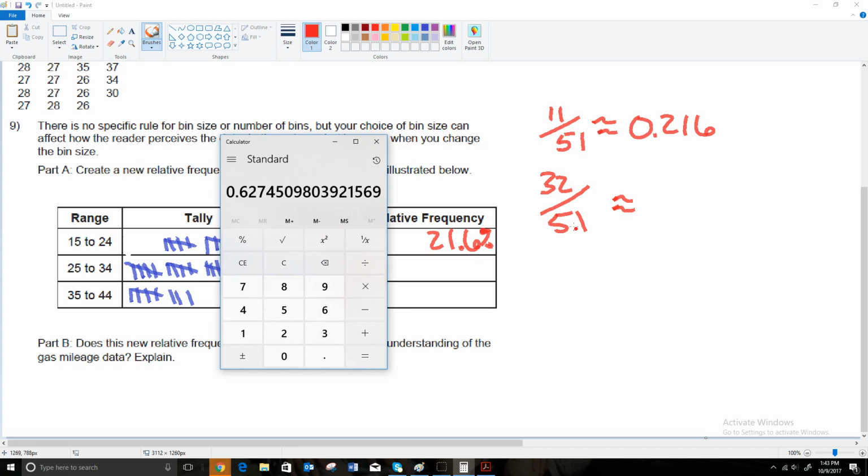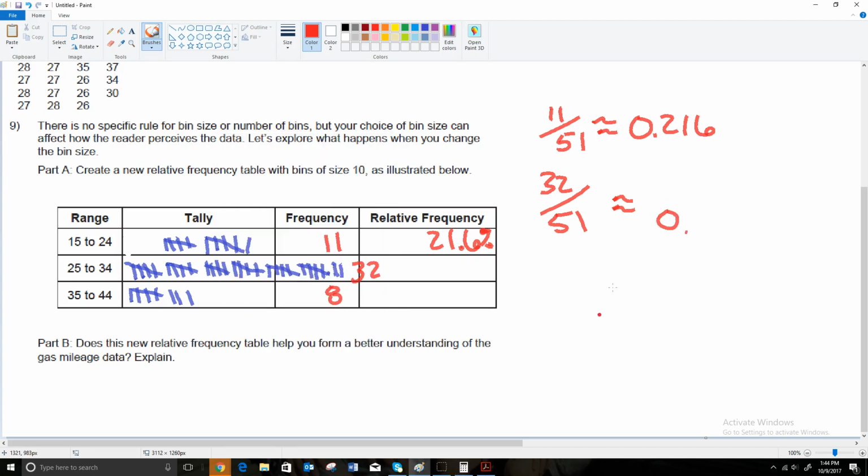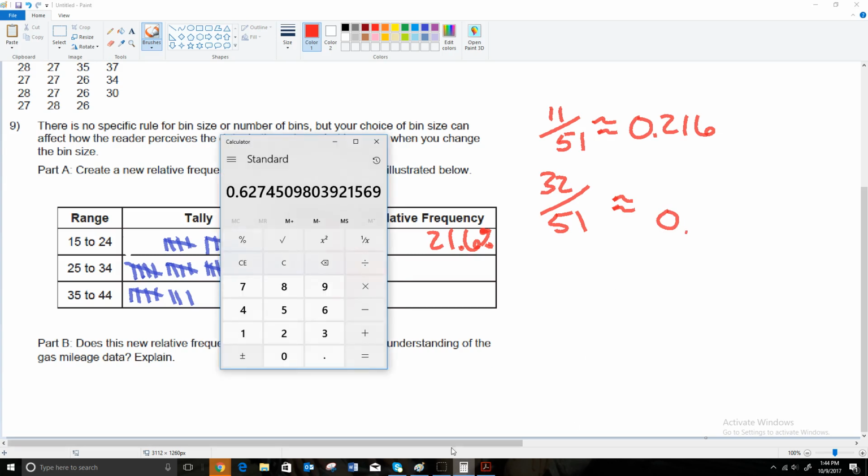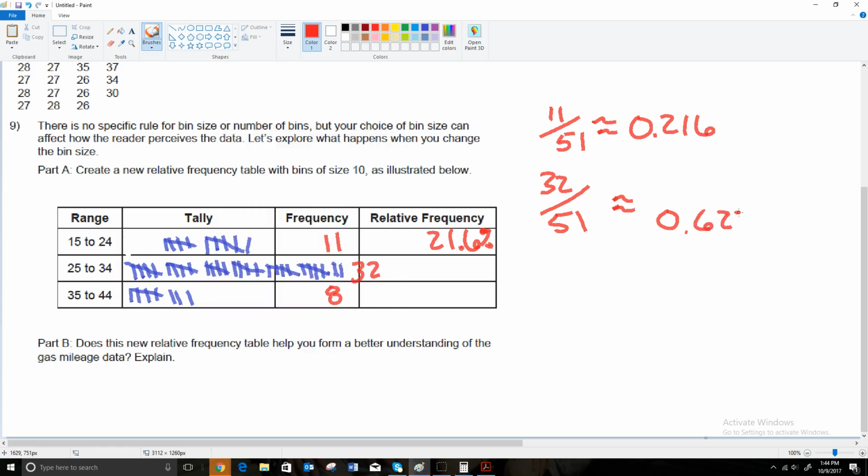Then we'd have 32 out of 51, which is going to be well over half. And it definitely gives us a different view of the data. We don't get the same information that we had from before. You know, some may prefer it. I kind of prefer for it to be a little bit more spread out. We're going to say 0.627 because there's a 4 after the 7, so we're not going to round that up. So about 62.7% of the data are here. Well over half is from 25 to 34.